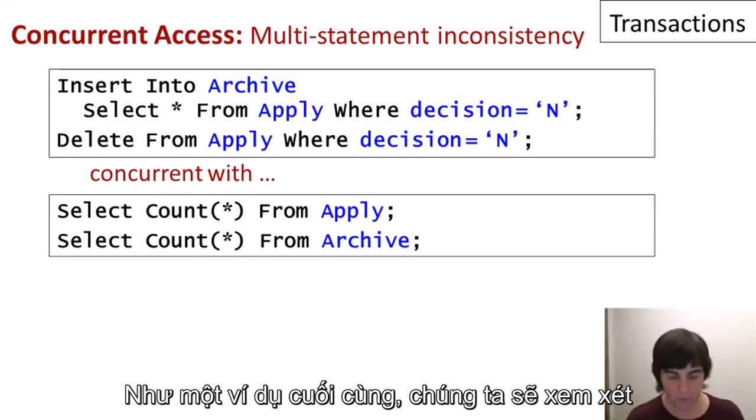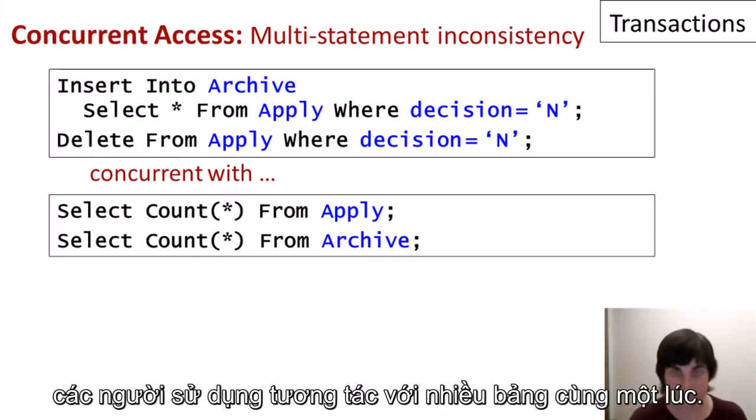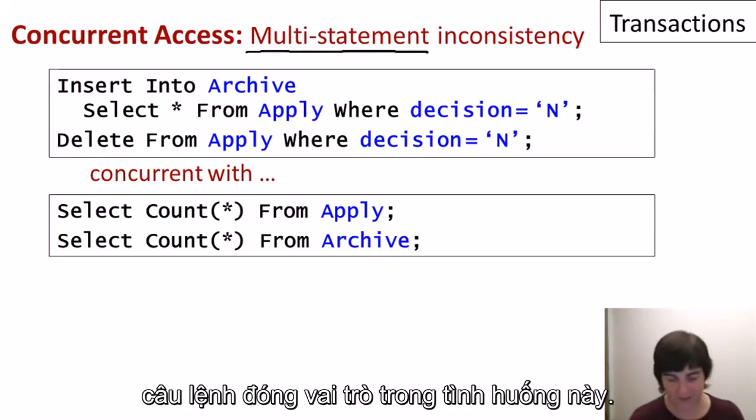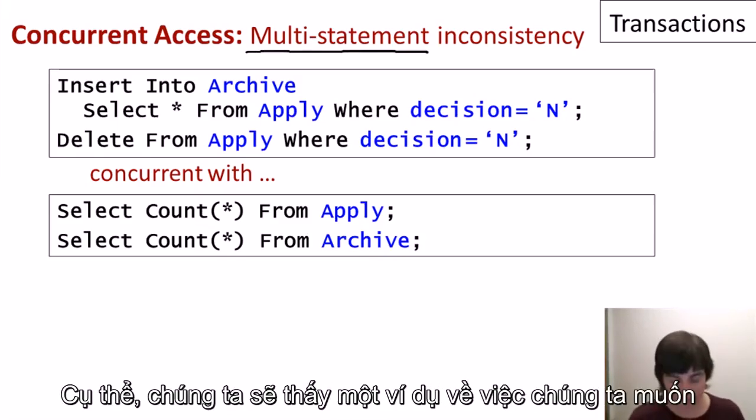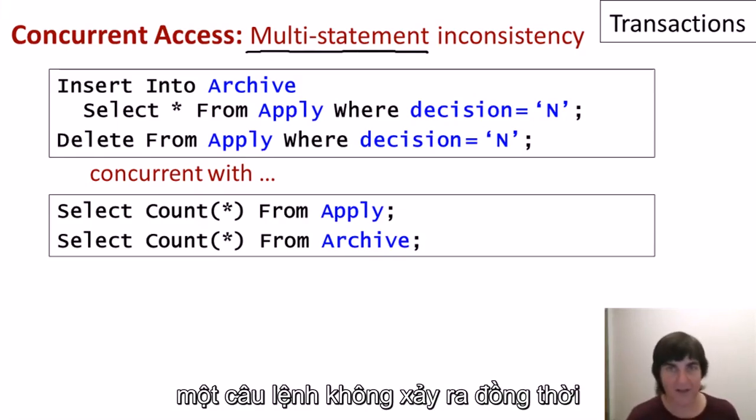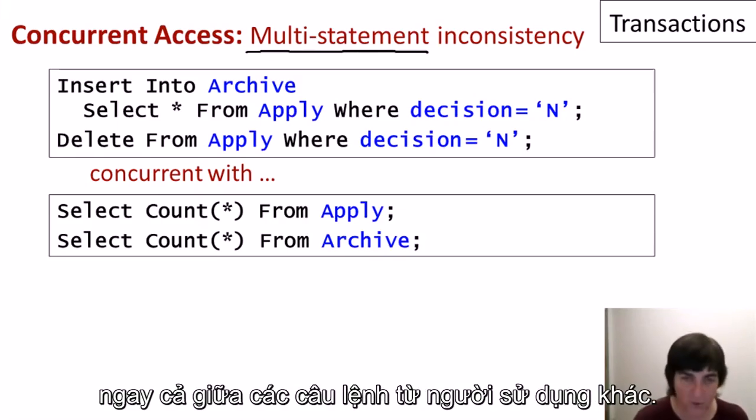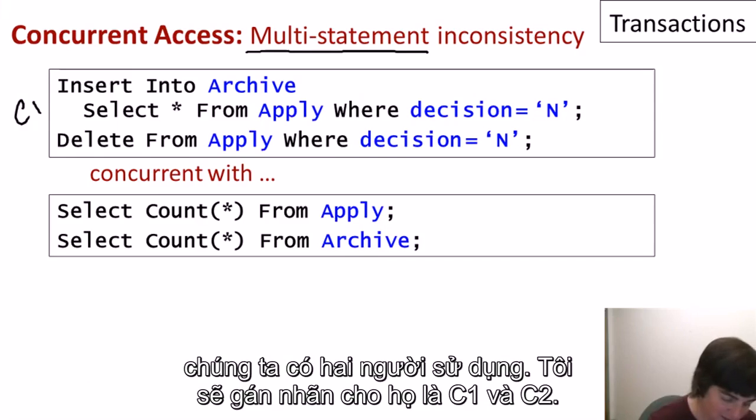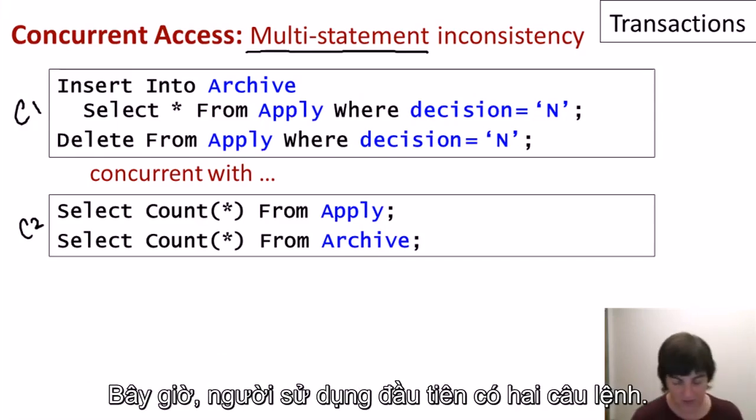As a final example, we'll consider clients that are interacting with multiple tables again, but in this case we also have multiple statements that are playing into the situation. Specifically, we'll see an example where we will want one statement to not occur concurrently even between the statements from another client. So let me just show the example. So here again we have two clients. I'll label them C1 and C2 now, since the first one has two statements.